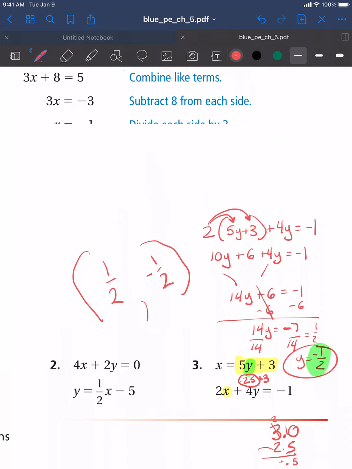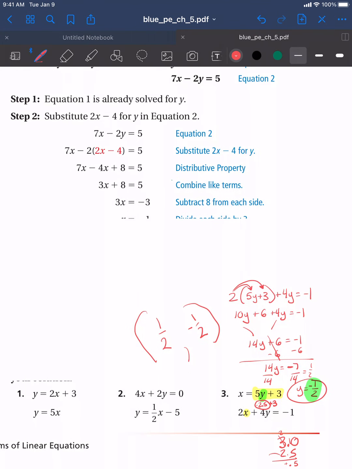So would you ever graph these? Yes, we did graphing in section 1, remember? This is just where the lines cross. It's where this line and this line would cross. All right, guys, I'm going to go ahead and stop this video.